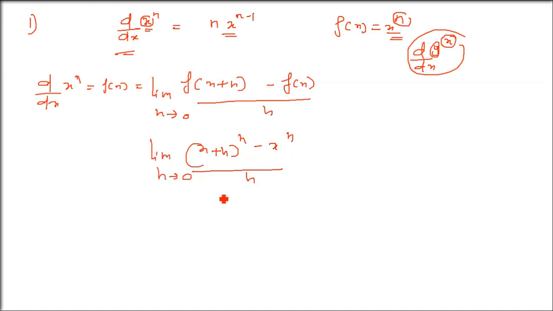Now how do we do this? The first thing is, you have h in the denominator. You can add and subtract x, so that h will be x plus h minus x. You can always write h as x plus h minus x. So in place of h, you can write x plus h minus x.